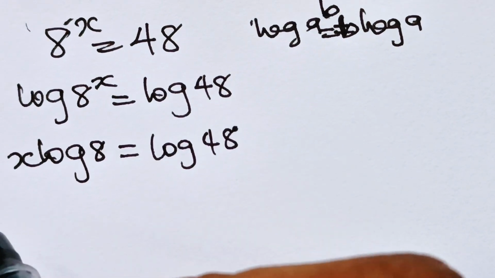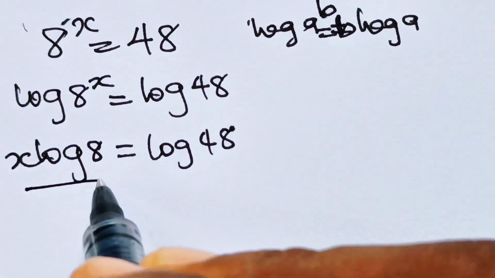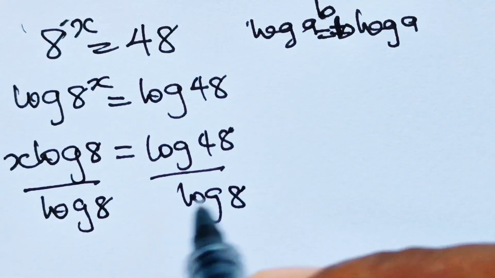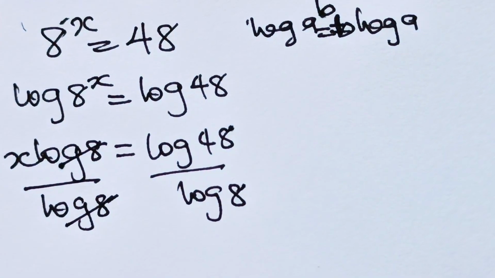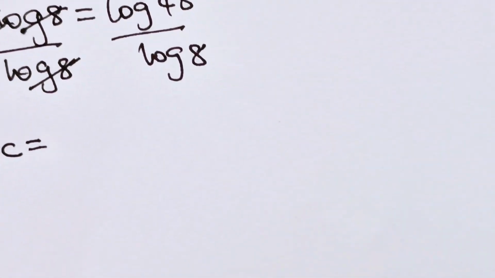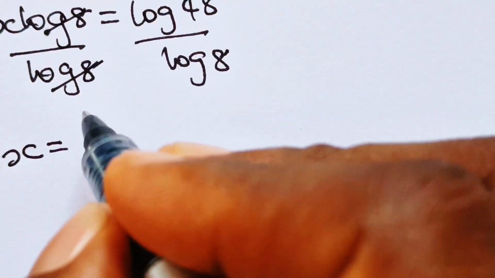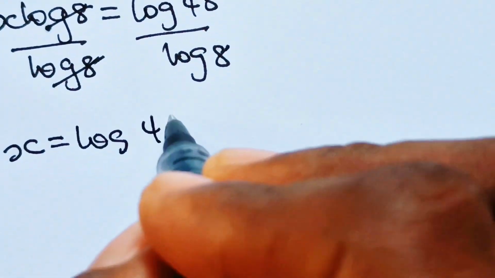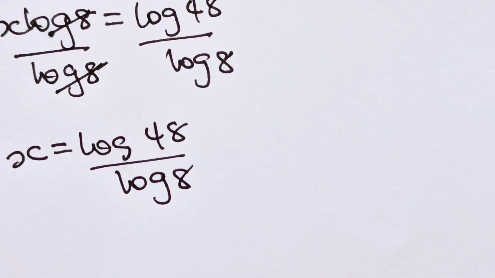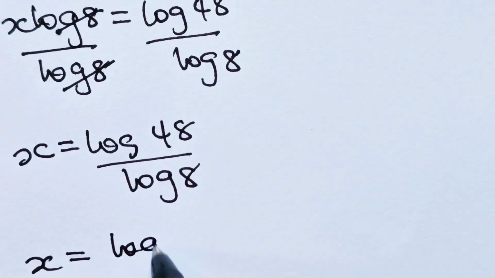Now to get the value of x, let's divide both sides of this equation by log 8. So we divide by log 8 and we divide by log 8. So log 8 cancels log 8 and we have that x is equal to log 48 divided by log 8.